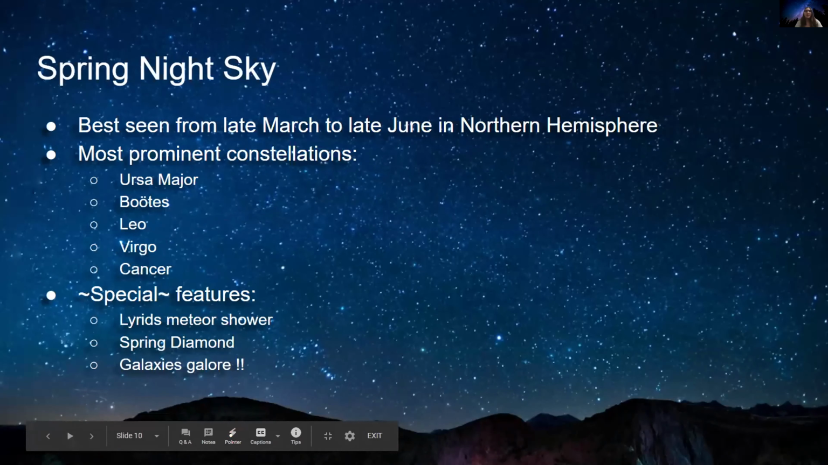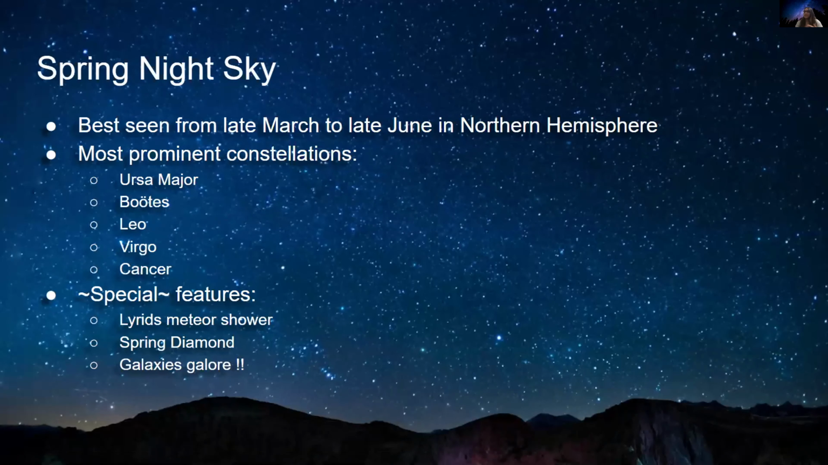Okay, so we could, of course, go into different night skies. We could look at the summer sky, we could look at the fall sky, but since we are here right now and we have an opportunity, maybe if you could go into your backyard and just look up, you can look at the spring night sky. It's best seen from late March to late June in the Northern Hemisphere. So again, we're in the prime time to watch it.